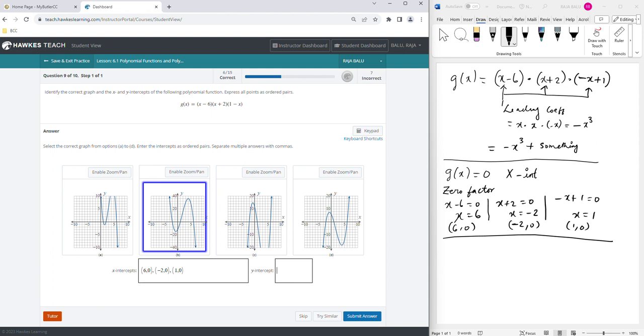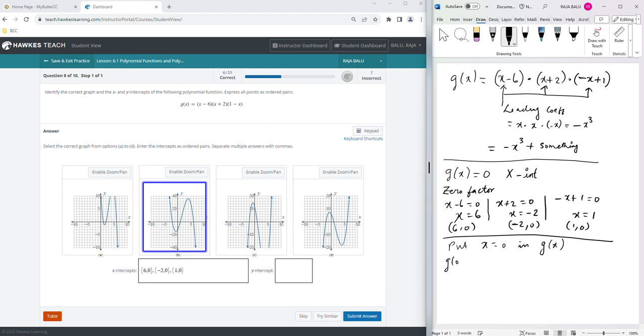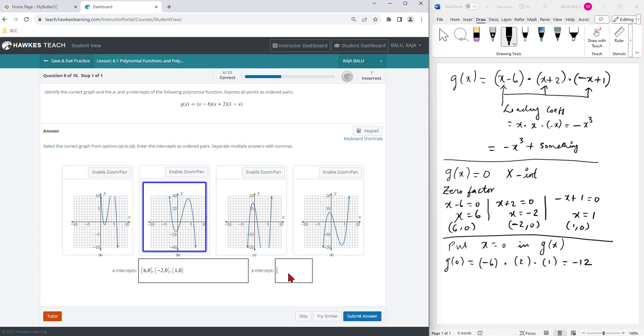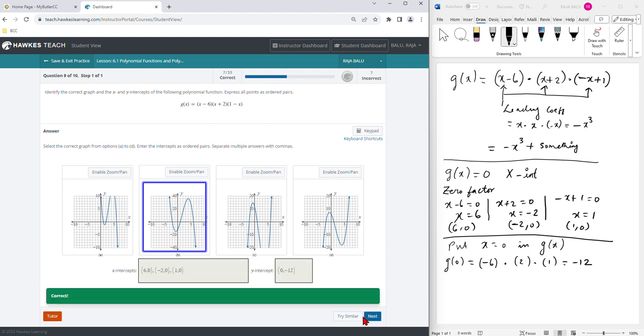Y-intercept means x is 0. Let's do the calculation. Put x equal to 0 in your g of x. That means there is no x value, only a y value. This is easier too, look at it, it's all in factored form. So the first one will give me negative 6, the second one will give me 2, the third one will give me 1. So this would be negative 12. In coordinate form, I don't have any x value, so 0, but the y value is negative 12. Let's see if Hawks will allow me to do that. Yeah, it worked.